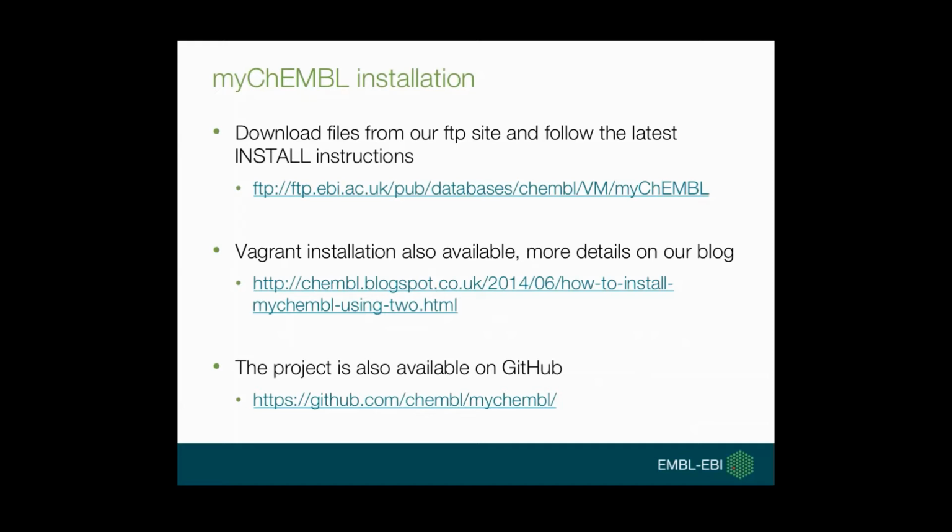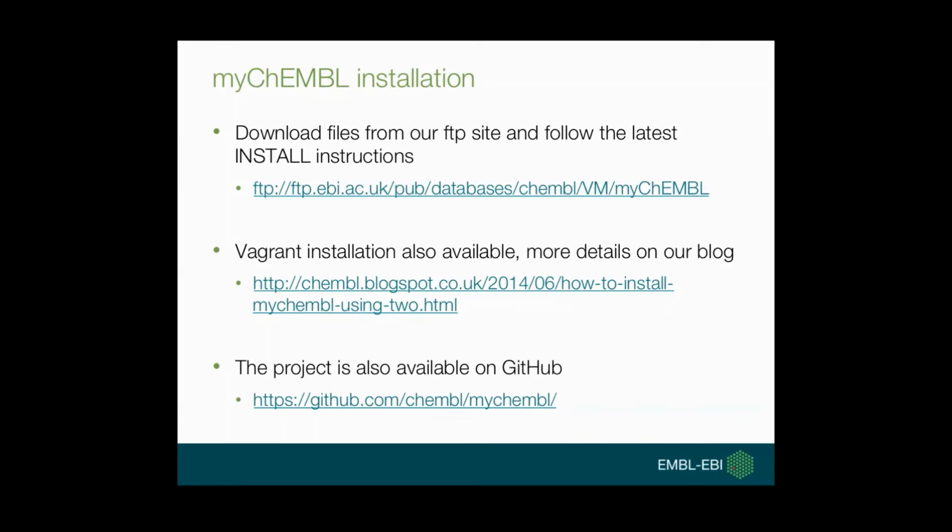And in terms of installation, to install myChEMBL locally on your machine or your server, you would go to the FTP, download the VM files, also read very carefully the installation instructions, and then you can import the files in your VirtualBox, and then after maybe 10 minutes the virtual machine will be ready to use. For the people who are more familiar with command line tools, or they are developers, there is also a Vagrant installation available. You will find more details on our blog post if you follow this link.